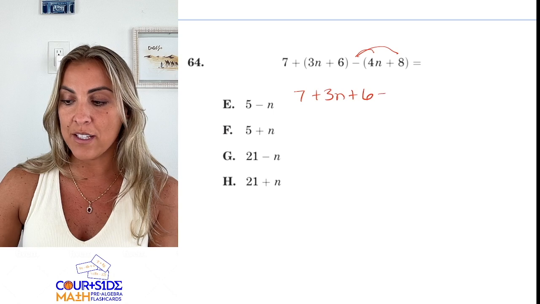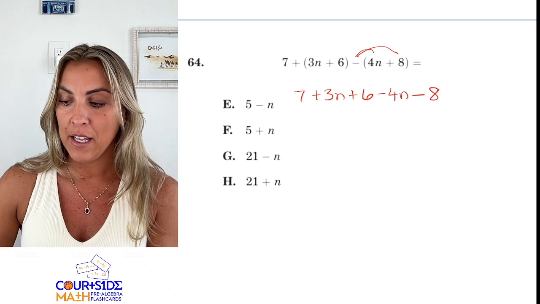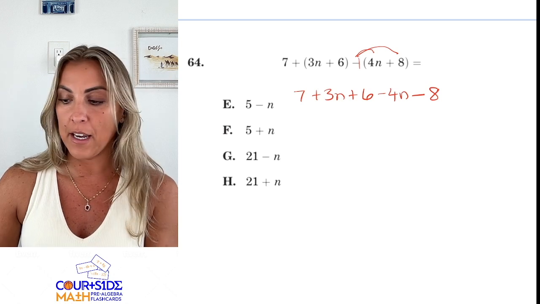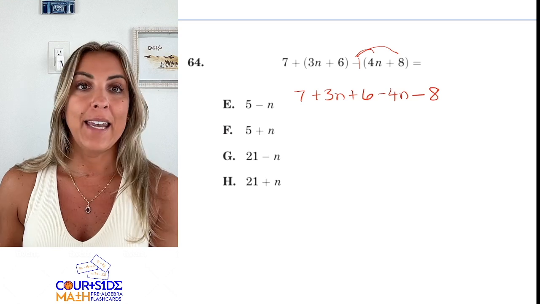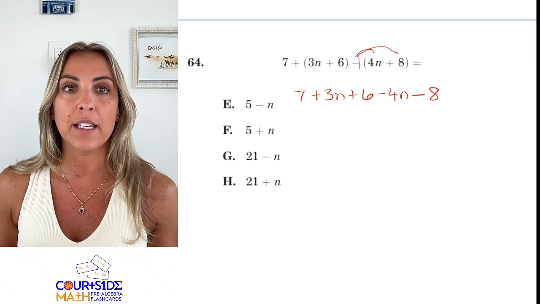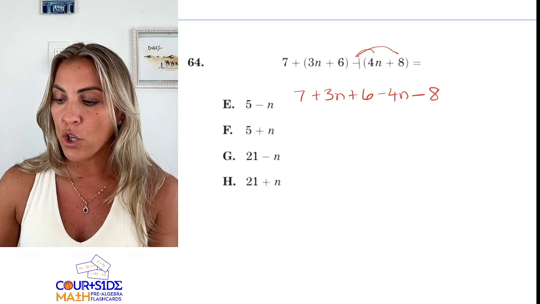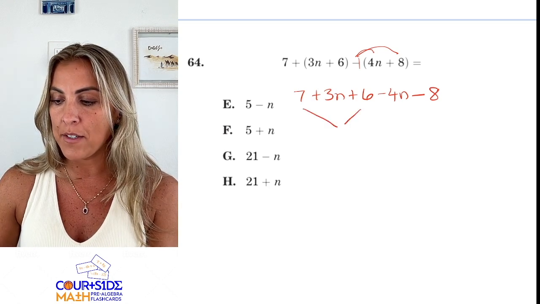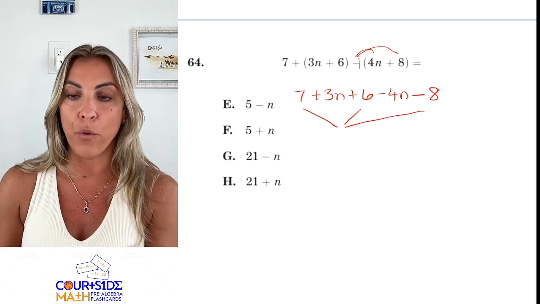So this is going to turn into minus 4n minus 8. All right, because if I did negative 1 times 4n, I'd get negative 4n. And if I did negative 1 times 8, I would get negative 8. Now that I have released everything out of the parentheses, now I can start looking for like terms to combine. So I can always combine my constants. So I have 7, 6, and negative 8. Always remember to look at the sign before the value.